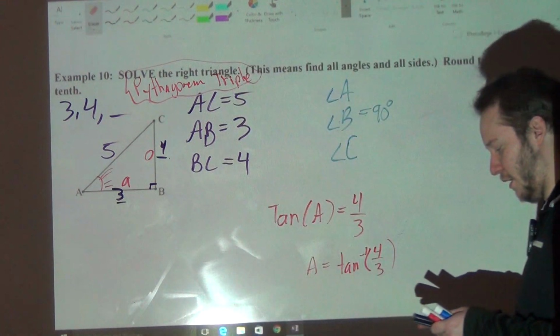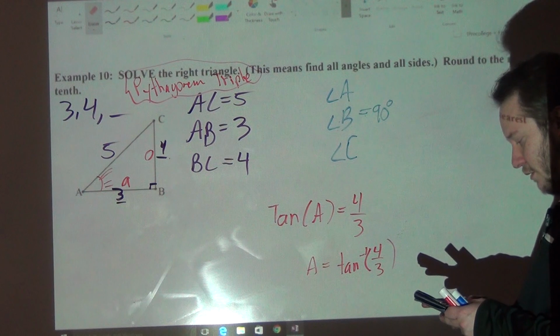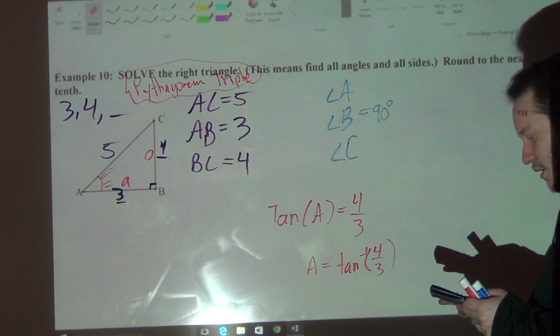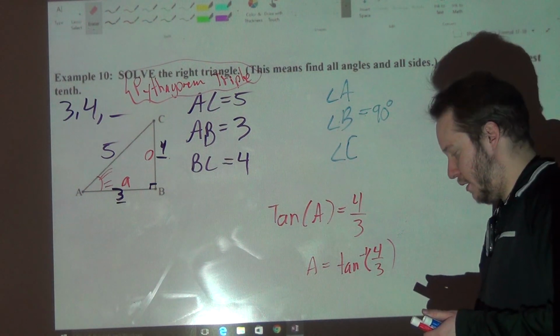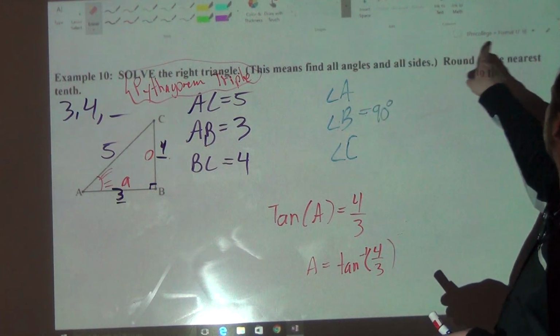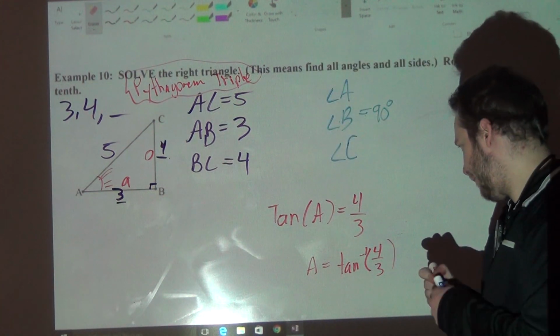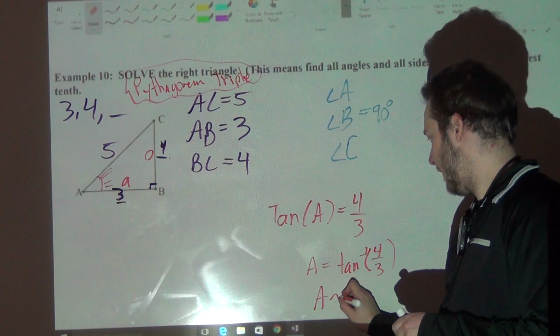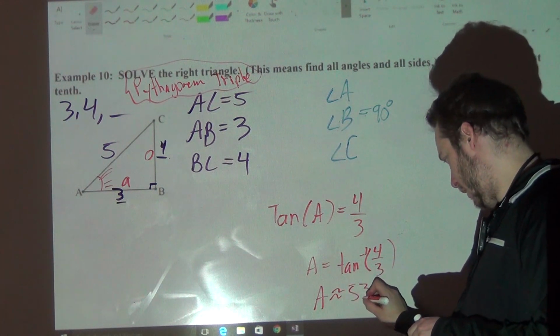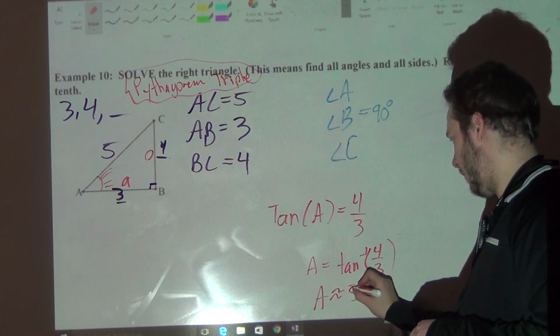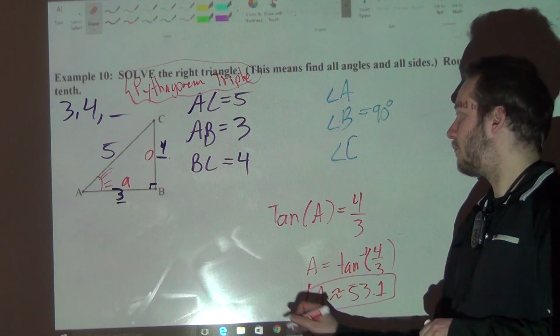I'll go ahead and calculate. Tan inverse, 4 divided by 3. Answer please to the nearest tenth. 53.1. 53.13, rounding to 53.1. Okay.